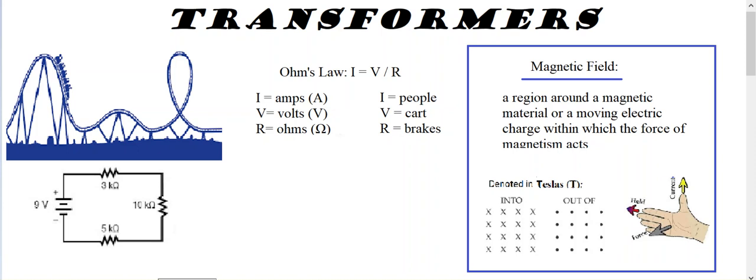Today we will be learning about circuits, magnetic field, flux, and transformers. To begin, Ohm's law states that the current I is equal to voltage over resistance. Now current is measured in amps, which is this capital A we see here, voltage in volts, capital V, and resistance in ohms, which is this little half circle.